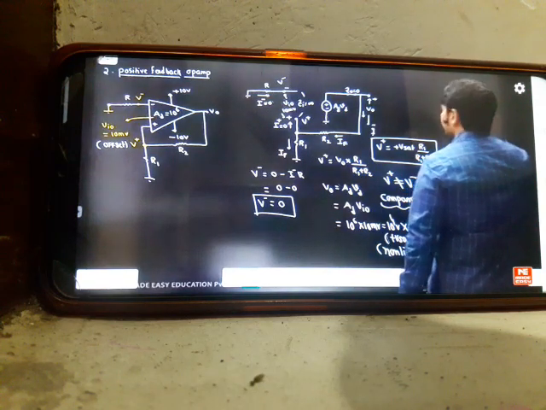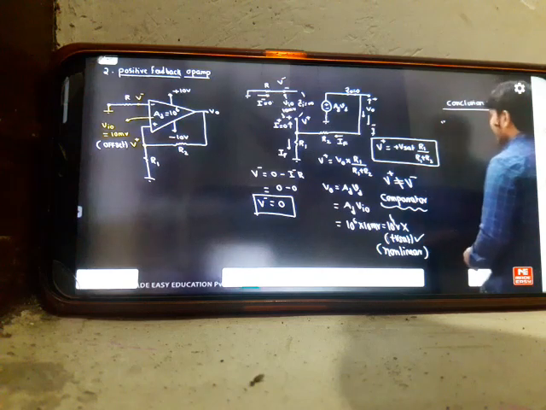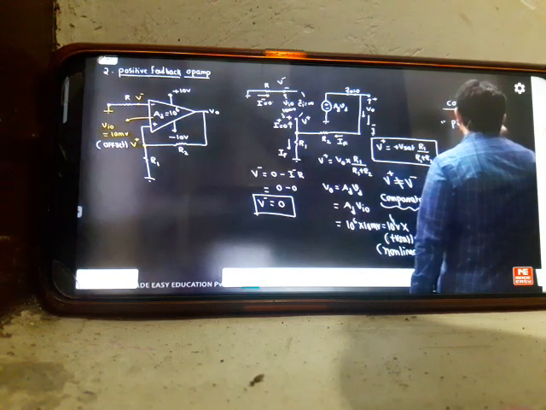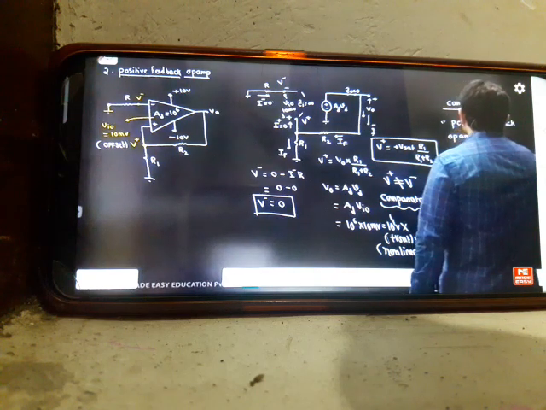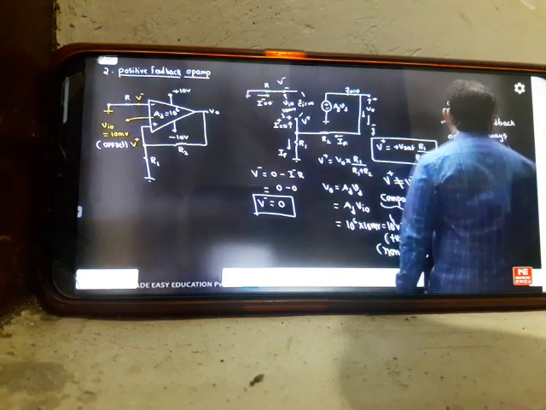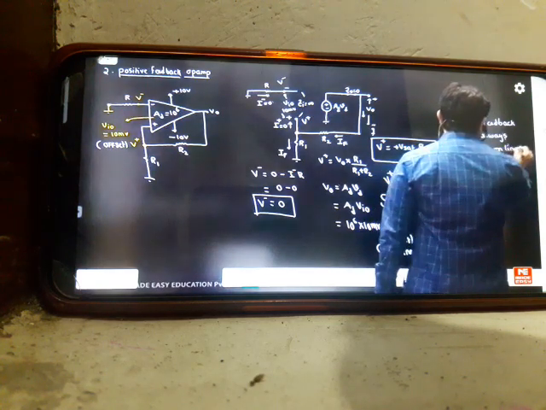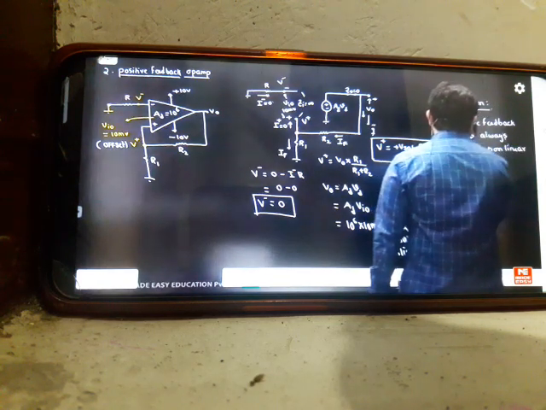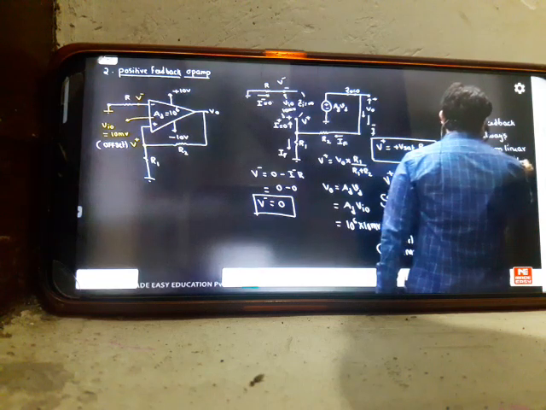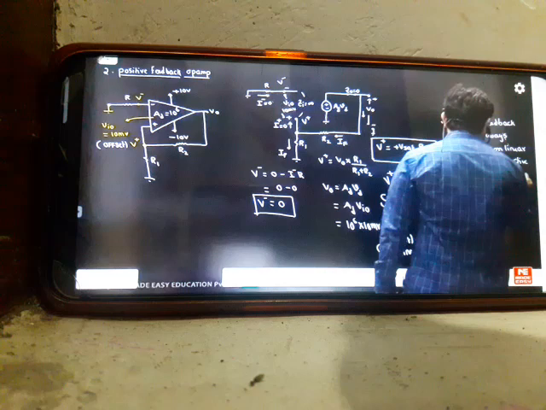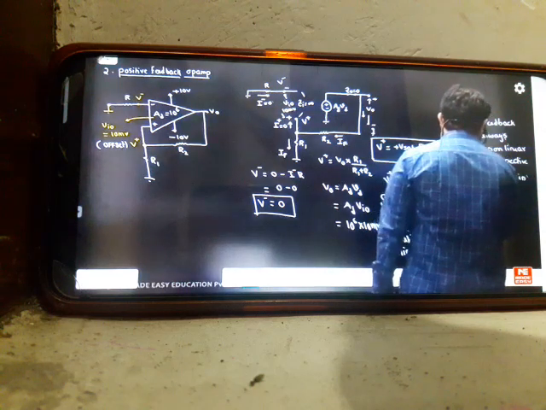Conclusion. What is the conclusion here? Positive feedback op amp always works in the non-linear region, irrespective of open loop gain. It can be low or high.